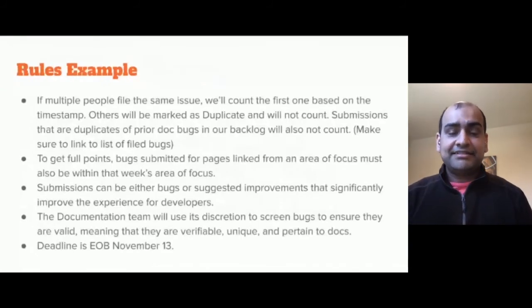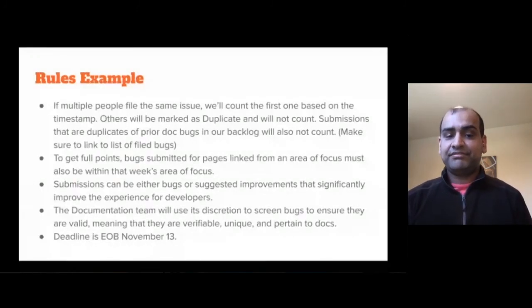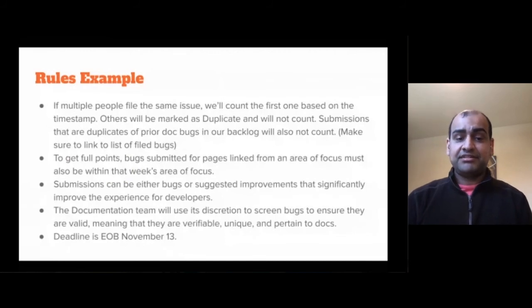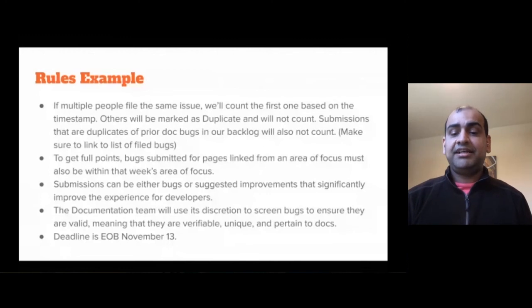And here's an example of the rules we have set up. If multiple people submit the same type of bug, you use the timestamp. If you want to get full points, you have to look at the area of focus. The submissions have to be a certain level of quality, and the docs team uses their own discretion. And obviously, there has to be a deadline involved.